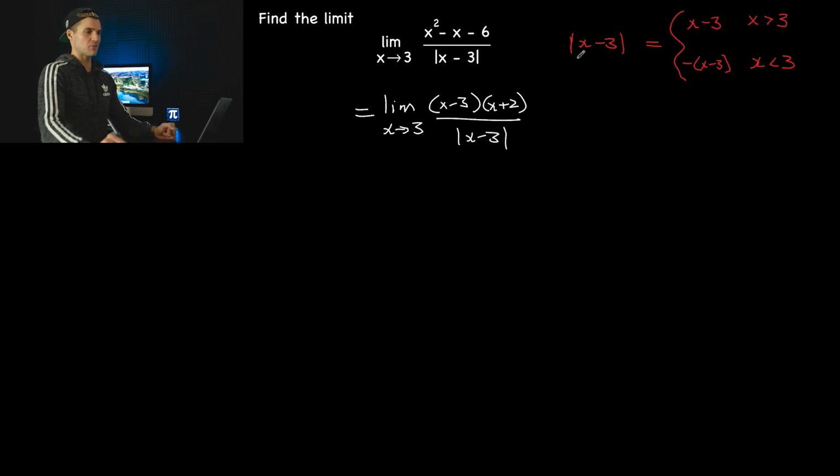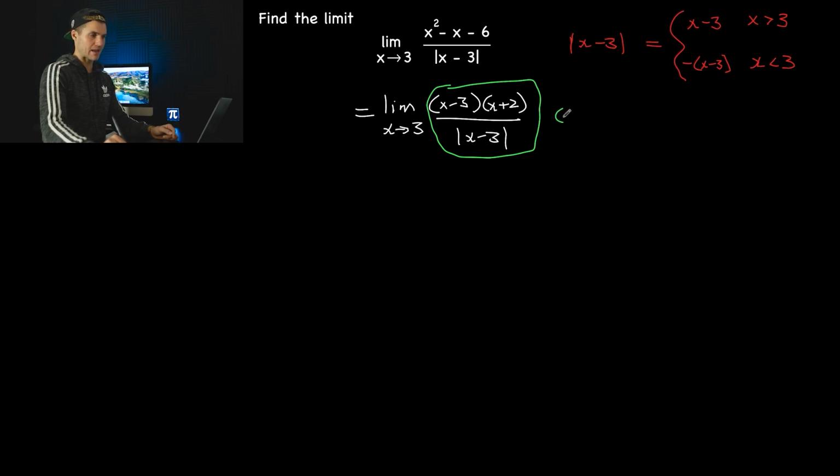And so now that we have an expression for this absolute value of x minus 3, we split it up into a piecewise function. Let's apply that to this entire function that we're finding the limit of.